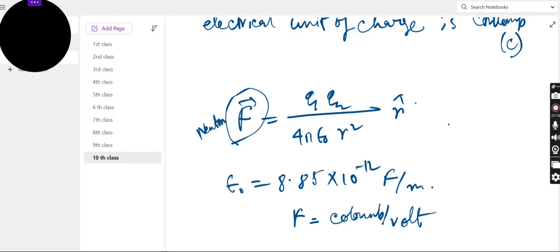And field is electric field into Q. So the electric field unit is basically volt per meter.